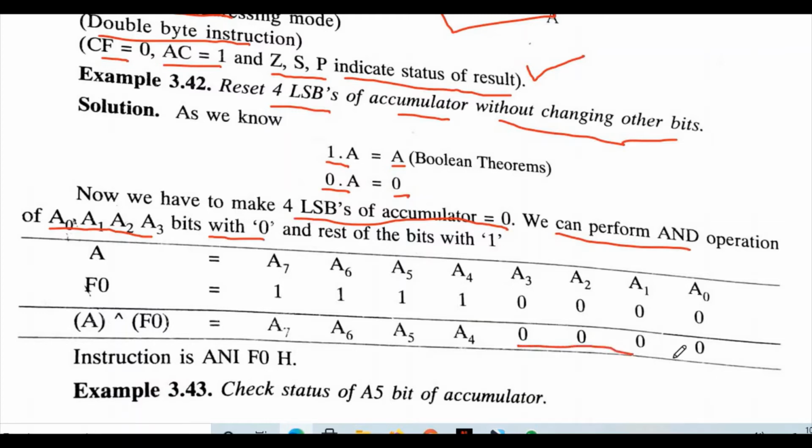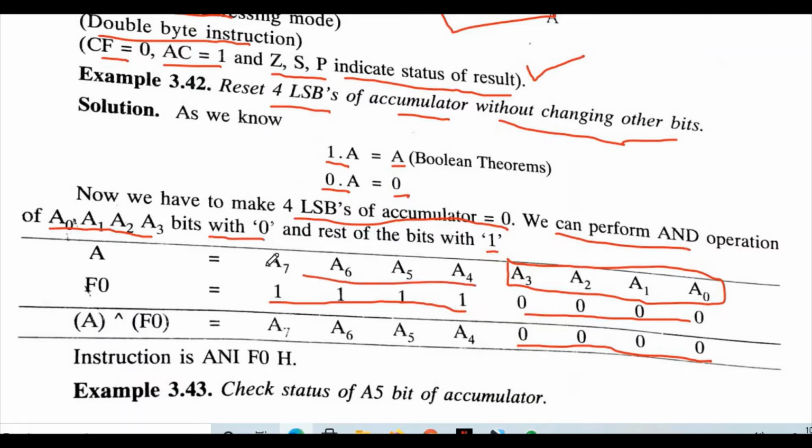You can see A0, A1, A2 and A3 are the 4 LSBs. I'll do the ANDing of these 4 LSBs with 0, and A4, A5 and A6 are the 4 MSBs. I will do the ANDing of these 4 MSBs with 1. That will solve my problem.